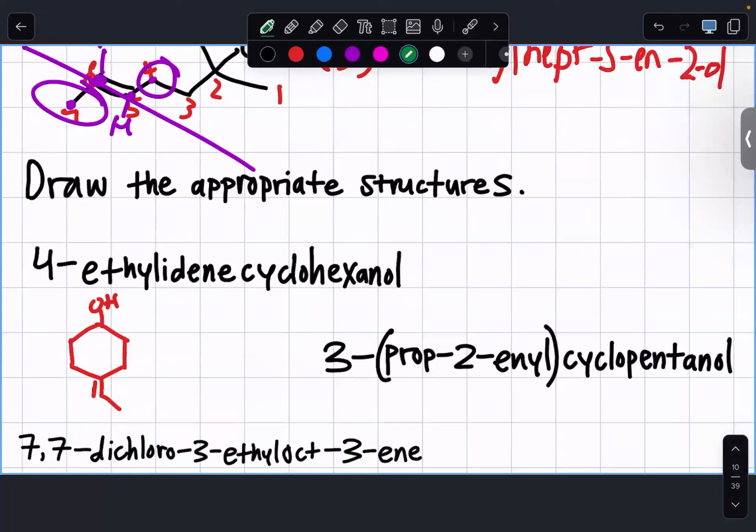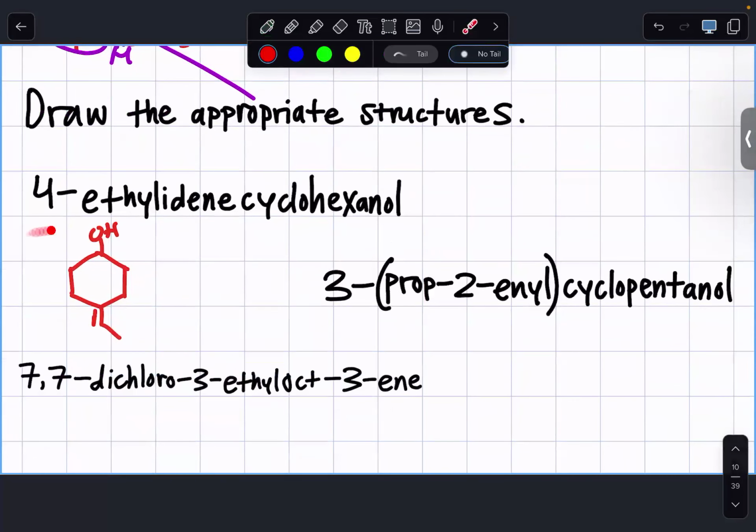Okay. This is good. This is ethylidene cyclohexanol, where our main chain is cyclohexanol, a 6 carbon chain with an alcohol on carbon 1, and on carbon 4, 1, 2, 3, 4, we have an ethylidene, which is 2 carbons, where one of the carbons is attached to the main chain. So that is why it's ethylidene there. Okay. Yeah, no problem.